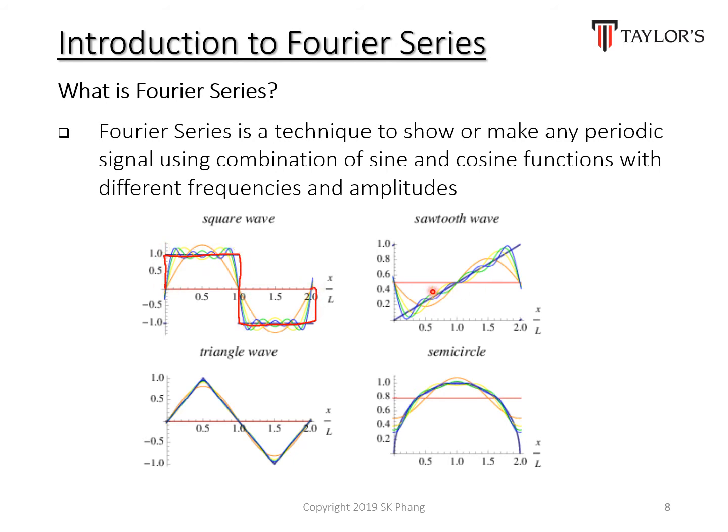Similarly, the sawtooth wave, which has this particular waveform, can also be represented by multiple sine and cosine waves with different frequencies, and so can the triangular form and the semicircle form. But one limitation of this representation is that the waveform you are going to decompose into sine and cosine waves must be a periodic wave. It must be a periodic signal. Only then can you use this method.